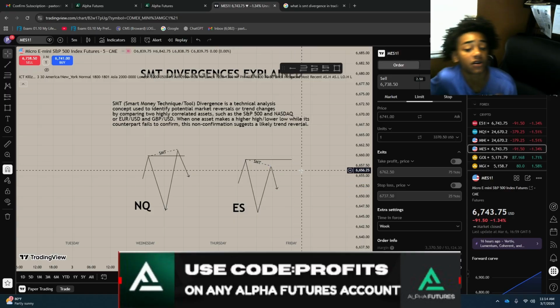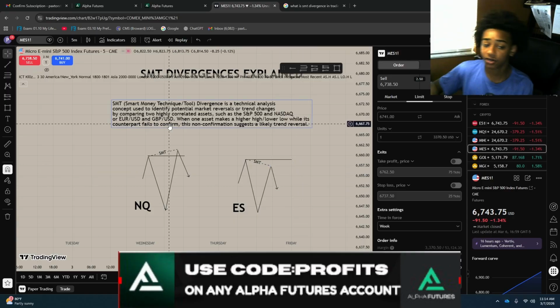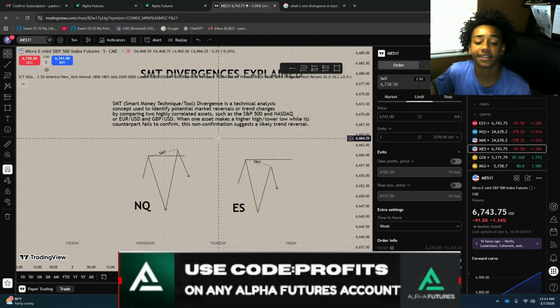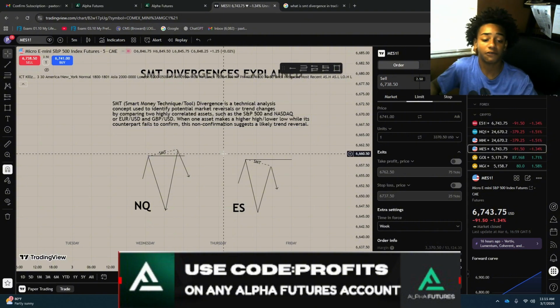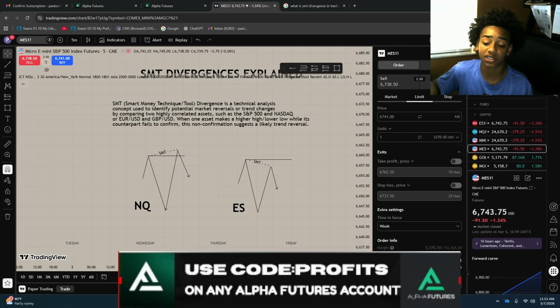So now, because I've given the definition and shown you the roadmap of how they work, let's get into some on-chart examples.